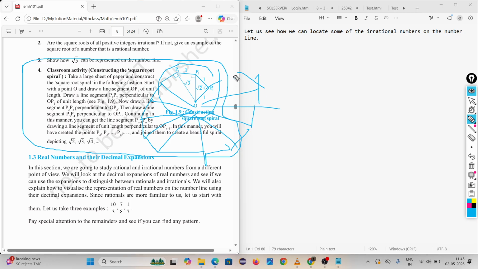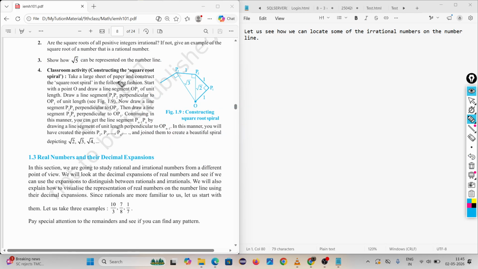It looks like this type. Take a large sheet of paper and construct the square root spiral in the following fashion. Start with a point O and draw a line segment OP of unit length. Unit length means it should be 1 centimeter. Draw a line segment P1 to P2 perpendicular to OP1, which means you have to draw this line perpendicular to OP. Now draw a line segment P2 to P3.